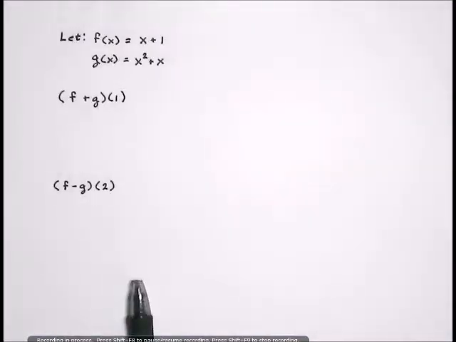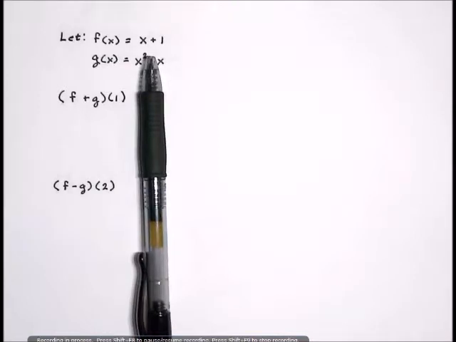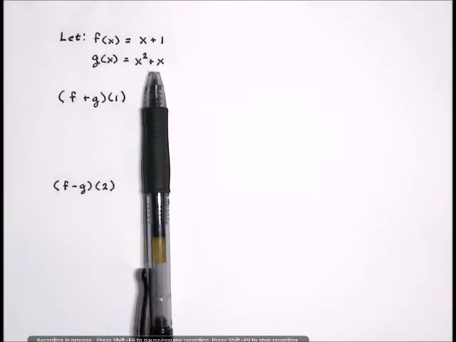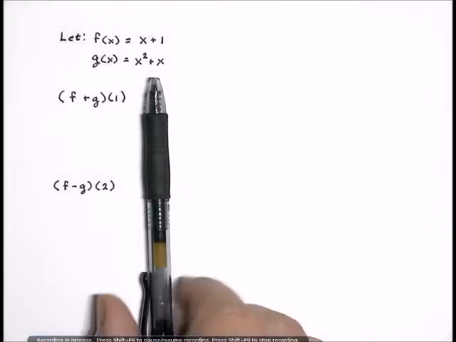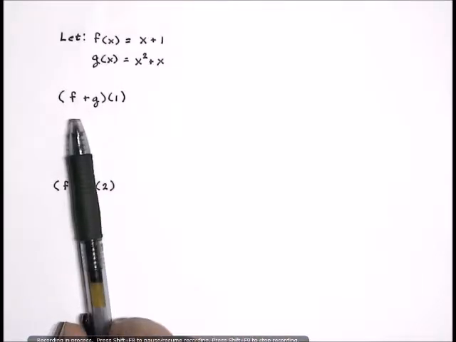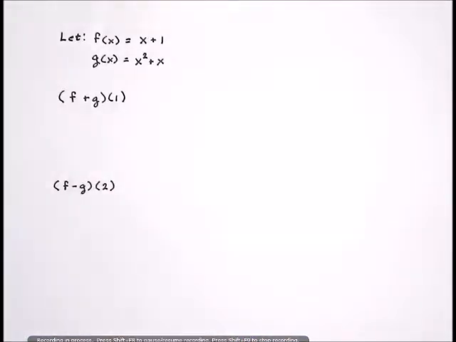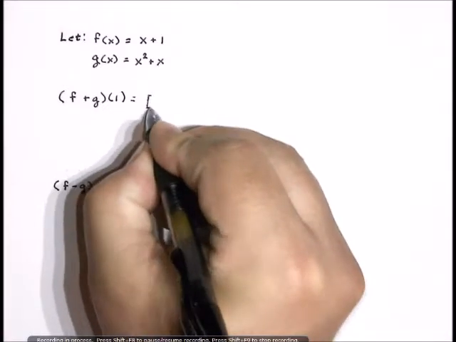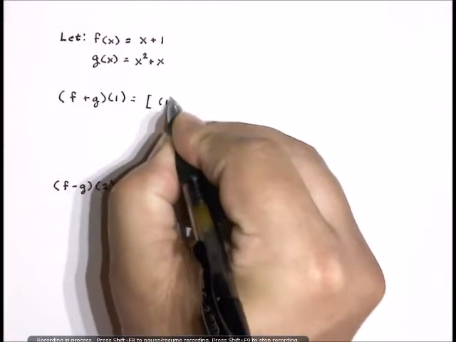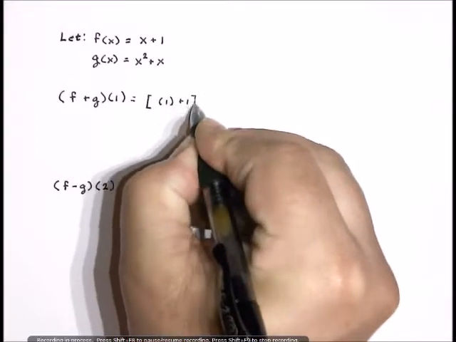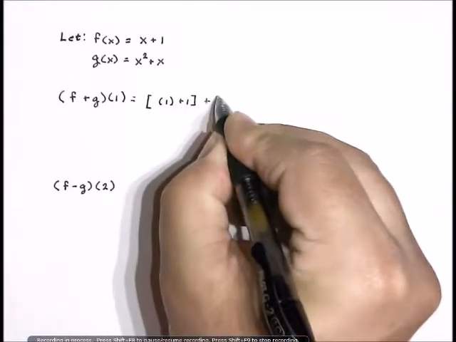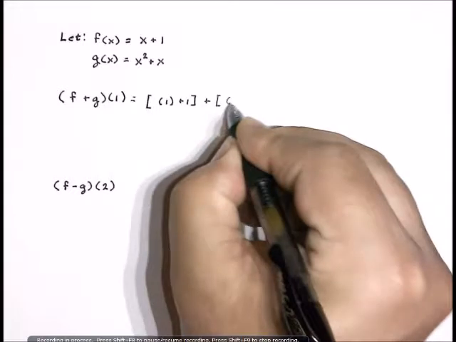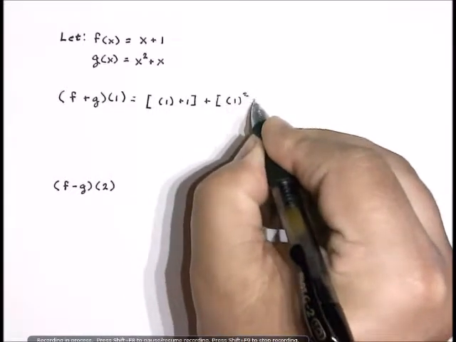As an example, suppose we have f of x equaling x plus 1 and g of x equaling x squared plus x, and we want to find f plus g at 1. What we're going to do is take the function f and plug in 1 for the x, and then we're going to take the function g and plug in 1 for the x.